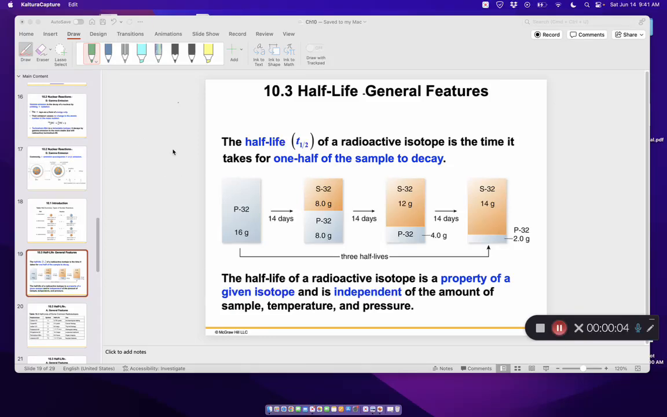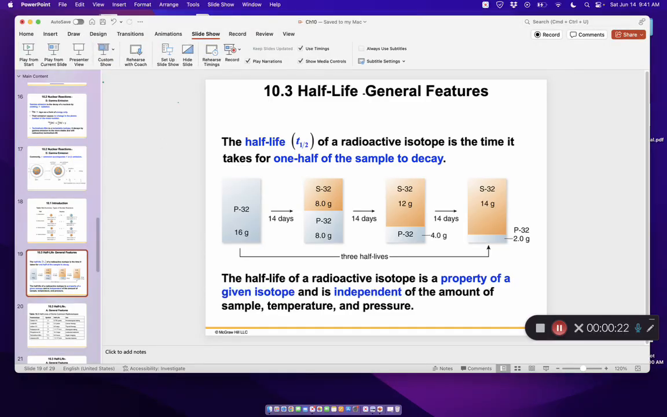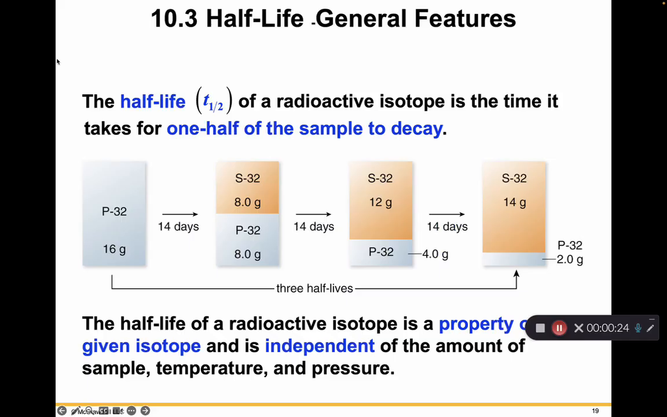In today's lecture video, we will learn what is meant by half-life of a radioisotope, different applications of radioisotopes, and two main nuclear reaction types. Okay, we will explore them. So let's start by understanding what we mean by half-life.